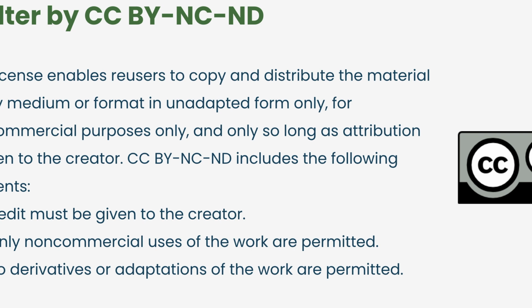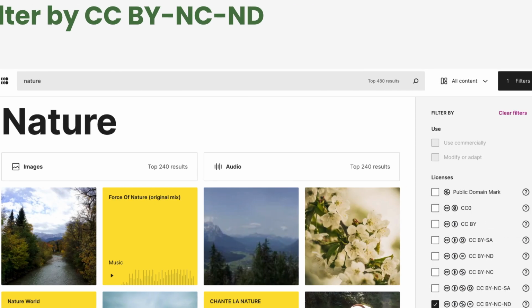The next one is filter by CC BY-NC-ND. This license enables reusers to copy and distribute the material in any medium or format in unadapted form only, for non-commercial purposes only, and only so long as attribution is given to the creator. CC BY-NC-ND includes the following elements. BY, credit must be given to the creator, and NC, only non-commercial uses of the work are permitted, and ND, no derivatives or adaptations of the work are permitted. So in your document, please add the logo on the right, add the explanations and the picture that you are going to select using this filter.